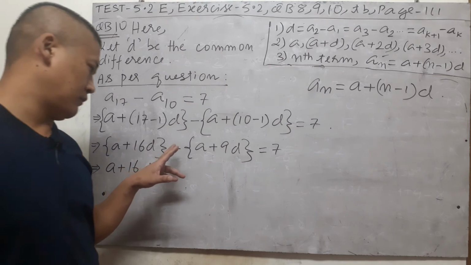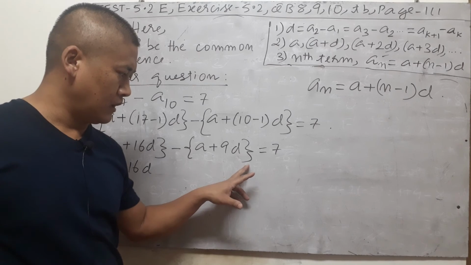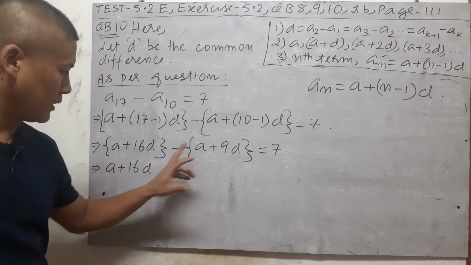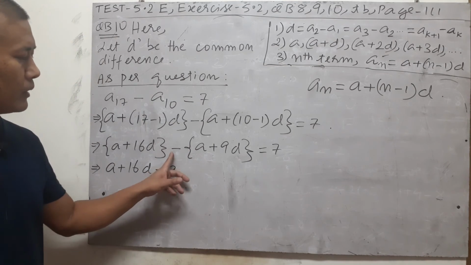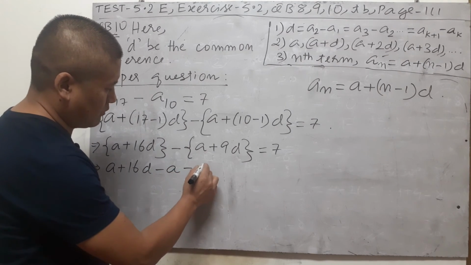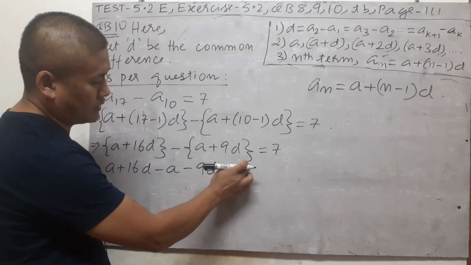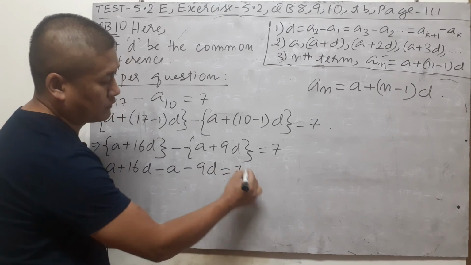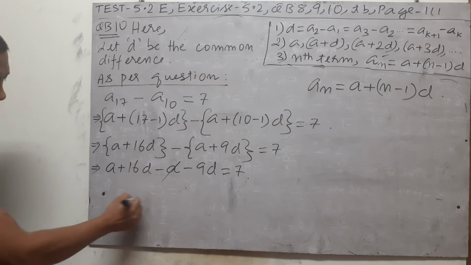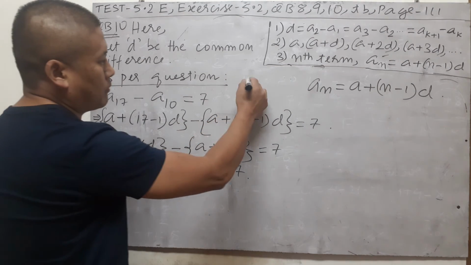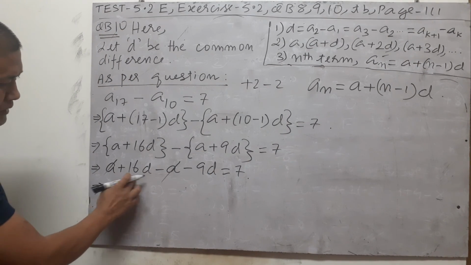Where we have to be cautious is when the outside sign is minus. Then you have to multiply the outside by the inside to remove the brackets. So minus into plus A is minus A, minus into plus 9D is minus 9D. Here in front is plus A, there minus A, so plus A minus A is 0, just like plus 2 minus 2 is 0. Then we are left with plus 16D and minus 9D.